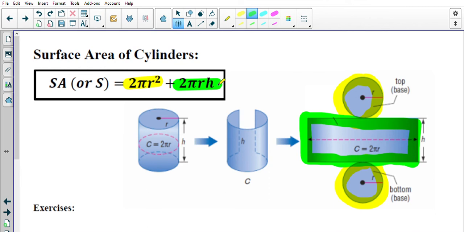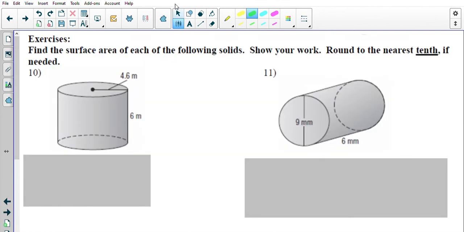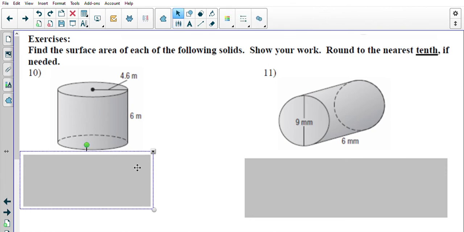It does come from flattening this thing out, finding the area of the two circles, finding the area of the rectangle, and adding those together. So let's do some practice. Numbers 10 and 11 are actually very close in answer.